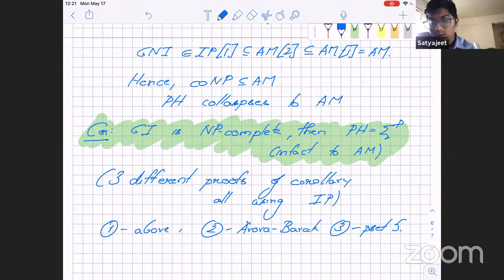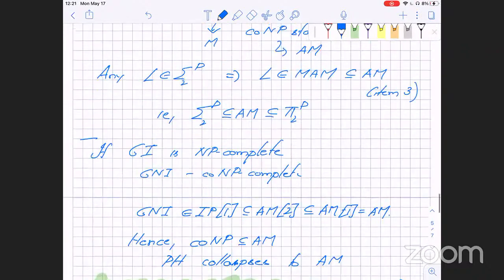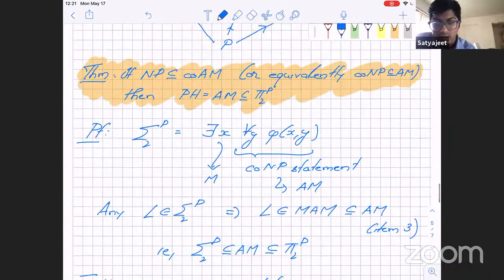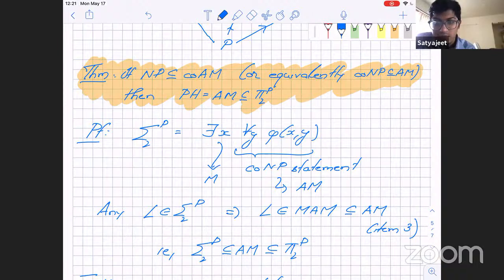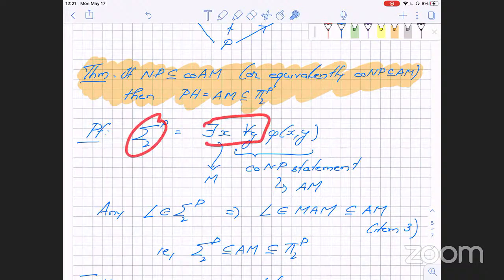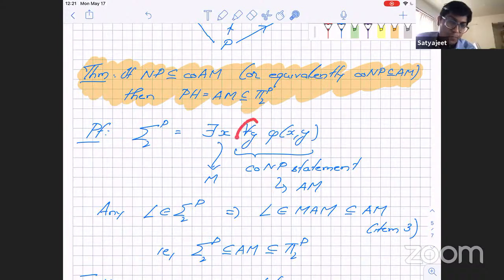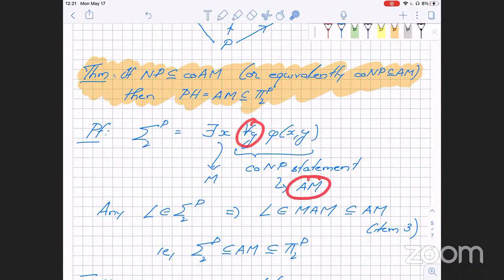The proof of the corollary was so naive in some way. But it was a very easy result. The proof of the corollary is basically the proof of this theorem. But the proof of this theorem is also fairly simple. You just take a sigma 2p statement. Let's look at it. It's a sigma 2p statement: there exists, for all. Because co-NP is in AM, the for all can be replaced by an AM.